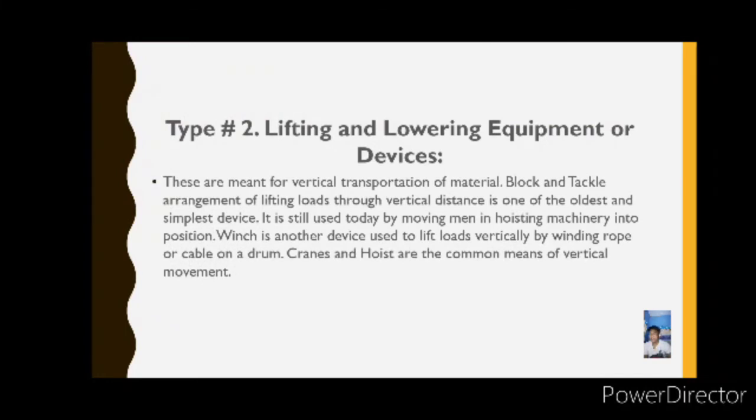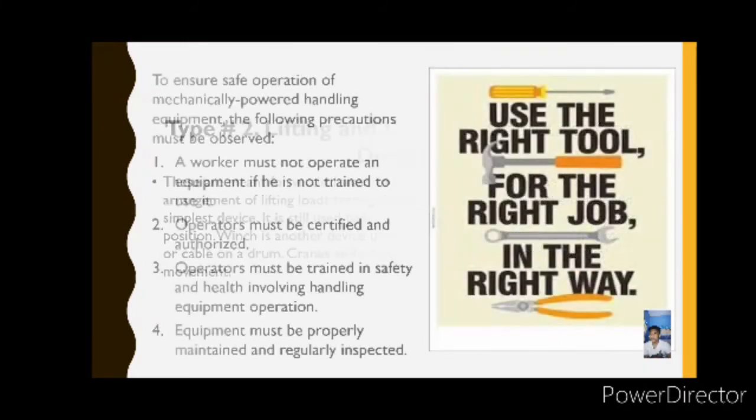Next, number 2, lifting and lowering equipment or device. These are meant for vertical transportation of material. Block and tackle arrangement of lifting loads through vertical distance is one of the oldest and simplest devices. It is still used today by moving men and hoisting machinery into position, which is another device used to lift loads vertically by winding rope or chain on a drum. Cranes and hoists are the common means of vertical movement.